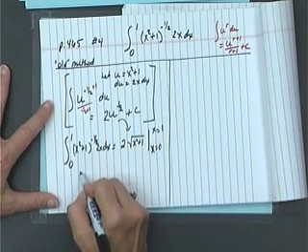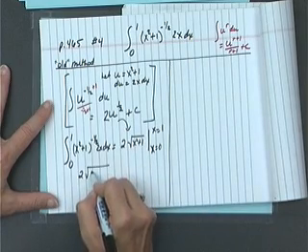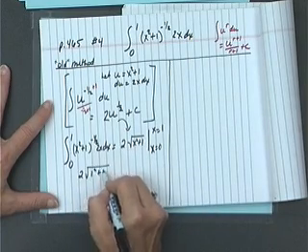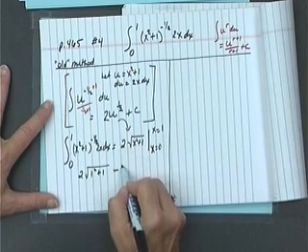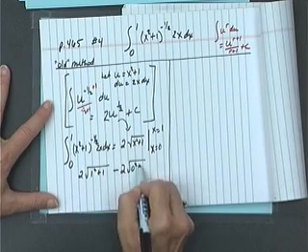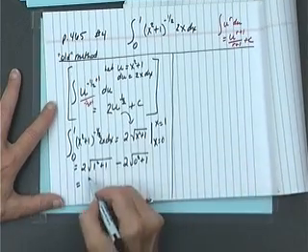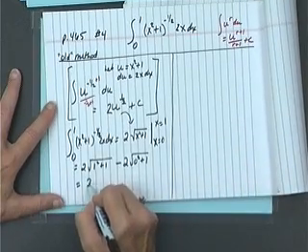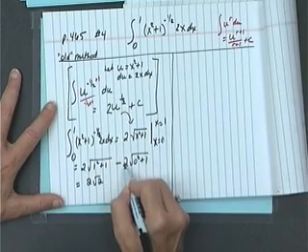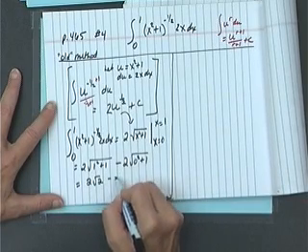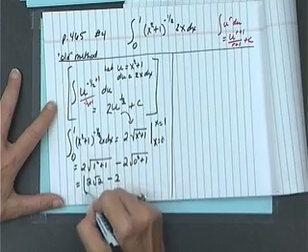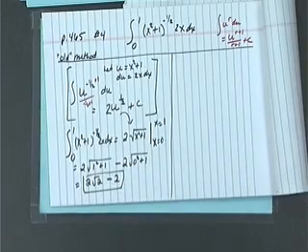So now to evaluate, we have 2 times the square root of 1 squared plus 1, minus 2 times the square root of 0 squared plus 1. Just evaluating the definite integral. So it looks like we get 2 square roots of 2 minus 2. Okay, and that's a perfectly great answer. All right, is that good?